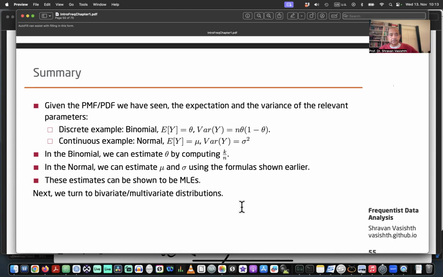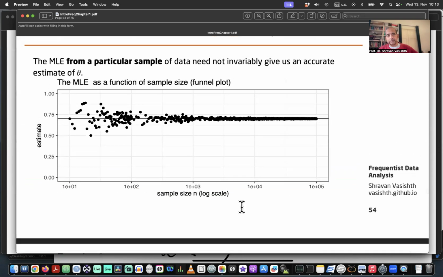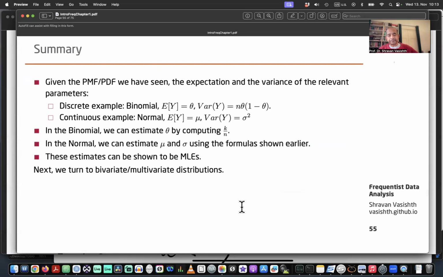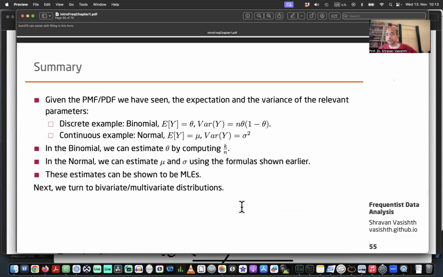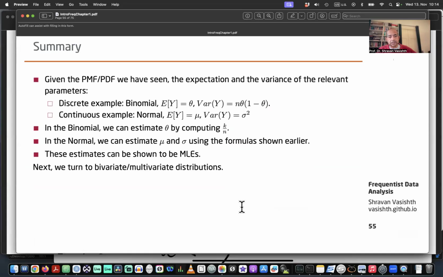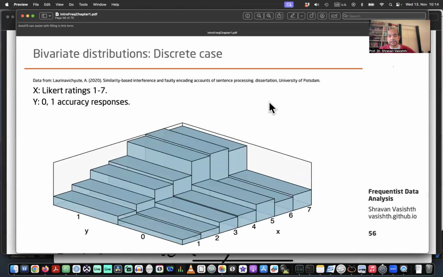So that's all you need to know right now about maximum likelihood estimation, right? But I'm going to, of course, return to this topic later on when it becomes relevant. So the next thing we'll discuss in this lecture is bivariate and multivariate distributions. And so let me now explain what that is. So let's start with a discrete case.